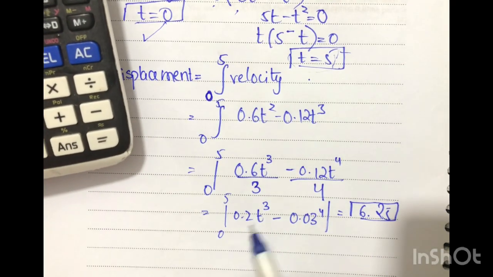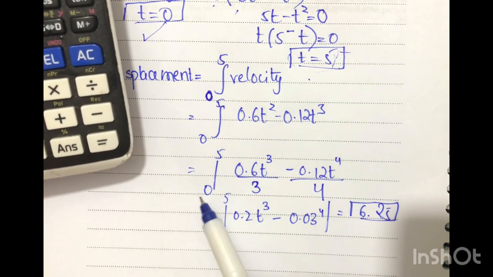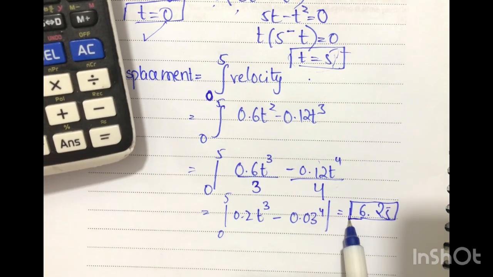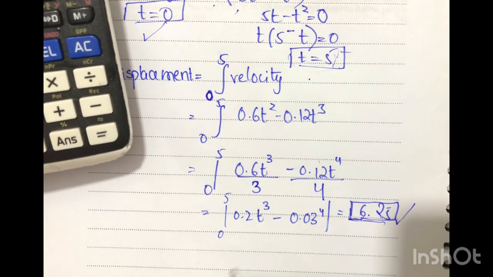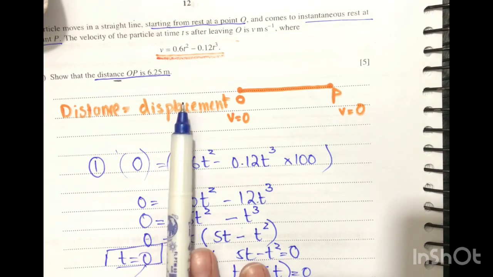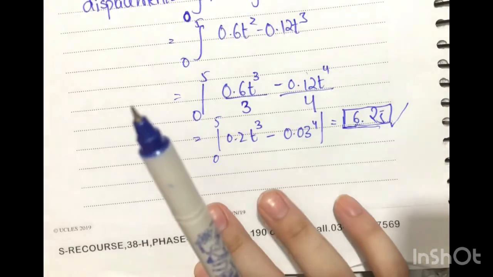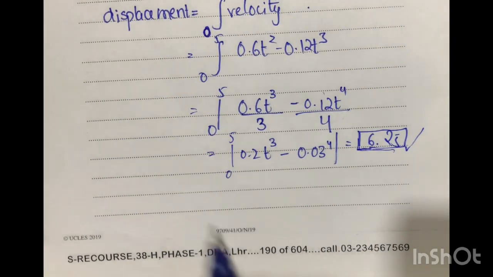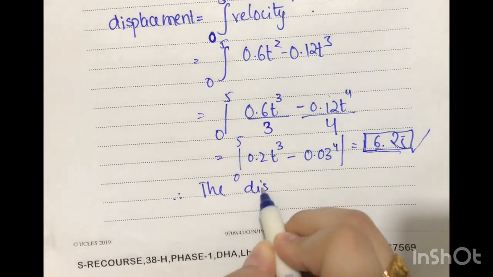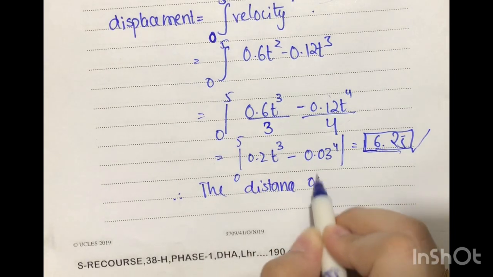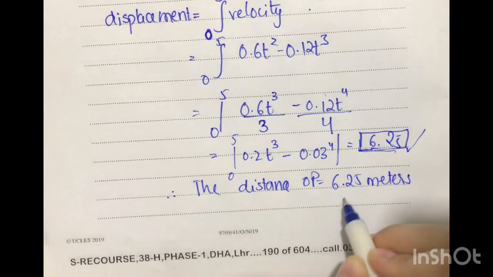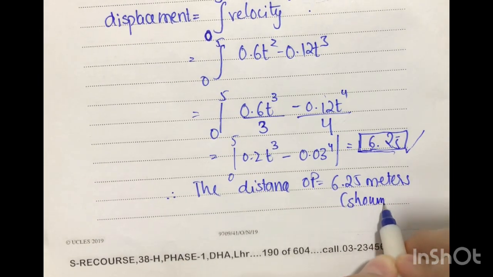I've only plugged in the value of 5 since we know that whenever we plug in 0, the answer will just become 0. So when we plug in 5, we get 6.25. And so we have proved that the distance OP is 6.25 meters. We will just give a final statement at the end of the question. The distance OP is equal to 6.25 meters, and then in the bracket we'll write shown.